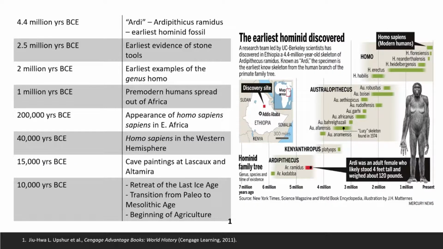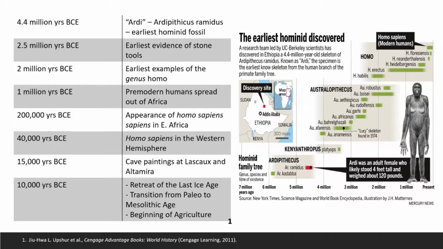Now, let's look at this kind of timeline. 4.4 million years ago. Ardi. Ardi is somebody you'll learn about in prehistory, anthropology. It's the Ardipithecus ramidus. It's the earliest hominid fossil. And scientists discovered her in Ethiopia, or right outside of Ethiopia.